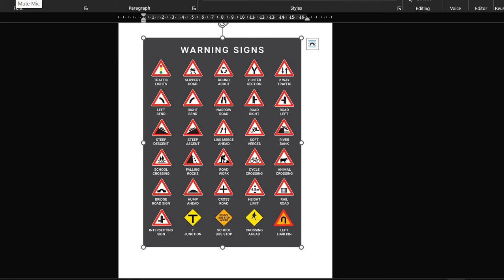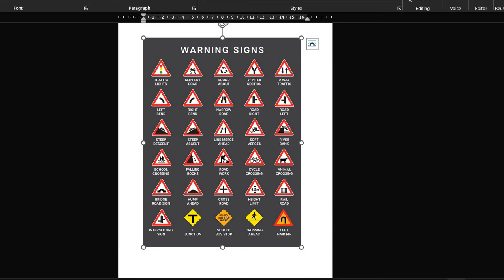Although ito, picture lang to, but may activity with you or the posted activity sa inyo is you have to draw the sign and then you have to discuss what is the meaning of the sign. Ano yung ibig sabihin nung or ano ang nare-represent nung image or symbol na nakikita natin. So these are the best examples of warning signs.